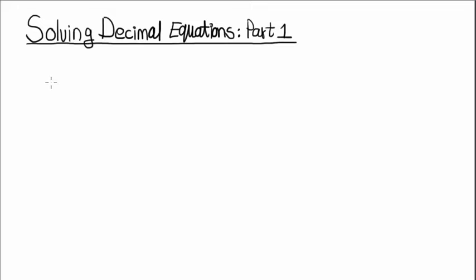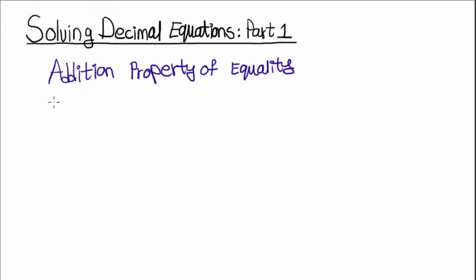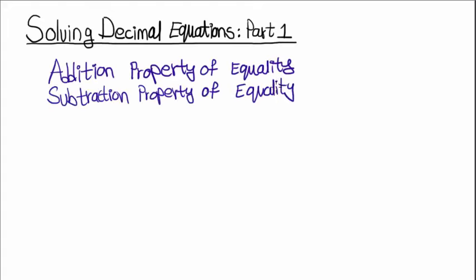A few videos ago we went over the addition property of equality as well as the subtraction property of equality. Back then we were only dealing with integers, but we can extend the same addition property of equality and the same subtraction property of equality onto numbers that are decimals. So if you haven't really seen the video on the addition property of equality and the subtraction property of equality, it is under Solving Equations Part 1.